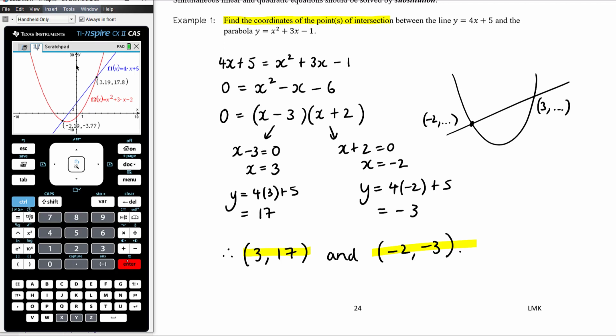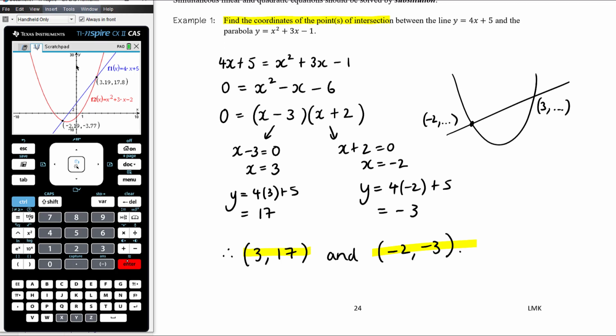But you don't know if the answers are going to be whole numbers before you find them, okay? It wouldn't be correct if the question said find the coordinates of the points of intersection between this parabola and this line. It wouldn't be correct to give those answers as decimals unless the question explicitly said give your answers to 2 decimal places or whatever it might be.